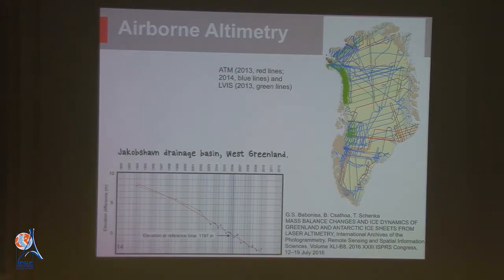So this is a picture of the topographic mapper flights that were taken by NASA between 2013 and 2014, and you see how sparse they are. But they have focused on places where there are big outlet glaciers, because we need to understand how this is changing the most. And here's just one example of how the elevation of the Jakobshavn drainage basin, that's in this part of Greenland, has changed over time. So it's dropped by about 10 meters over that time period, from the mid-1990s to early 2012.